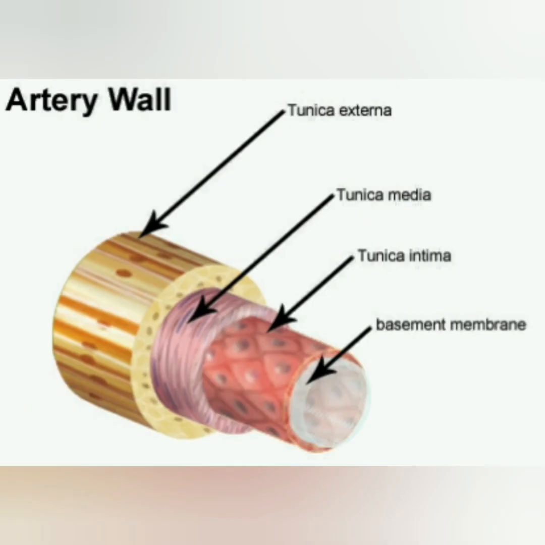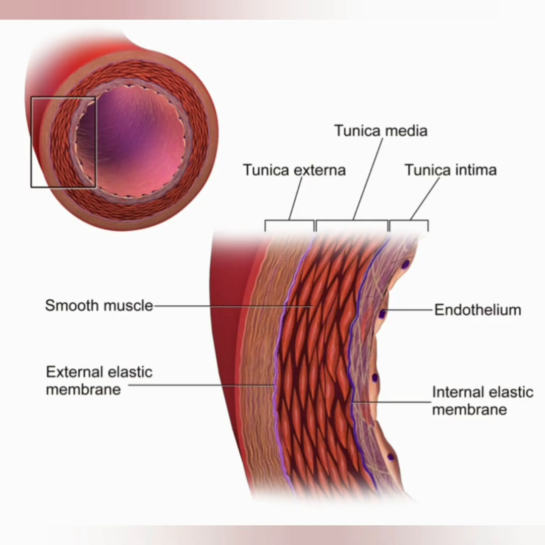An inner lining of squamous endothelium, the tunica intima, a middle layer of smooth muscle and elastic fibers called the tunica media, and an external layer of fibrous connective tissue with collagen fibers, the tunica externa. Here is the structure showing tunica intima, tunica media and tunica externa. Observe and try to understand.